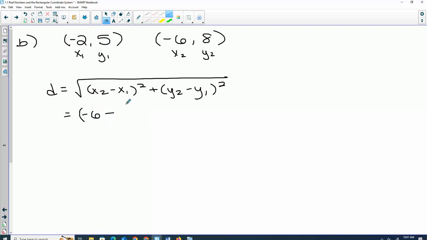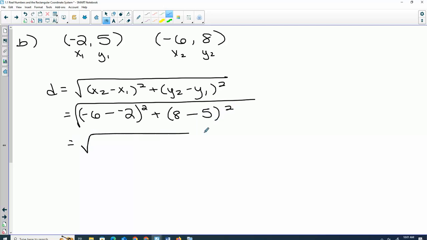Minus, what's my x1? So it's minus negative 2, not minus positive 2. Alright, plus, what's my y2? Minus y1. Okay. So negative 6 minus negative 2. So minus negative is positive, so you get negative 4 squared.